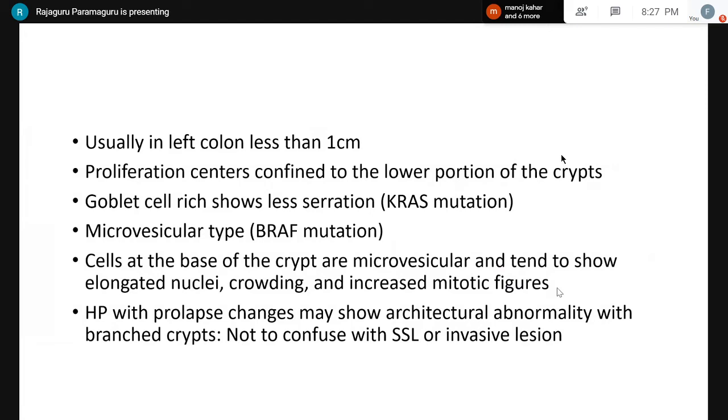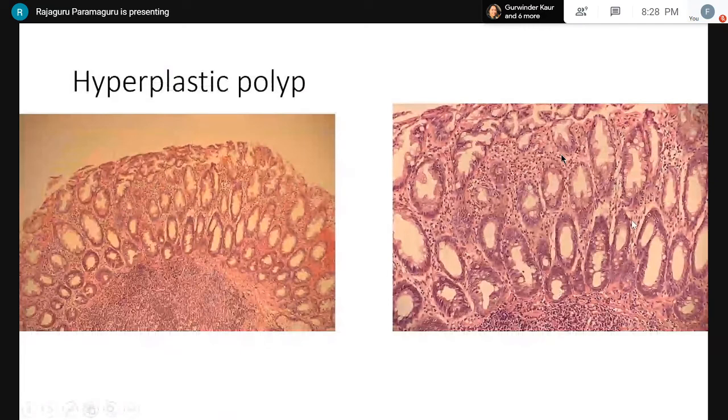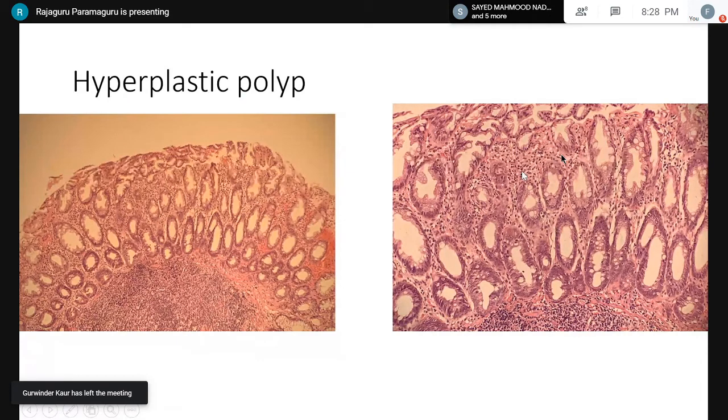So these polyps, as you see, can usually be seen in the left colon, and they might show some prolapse-related changes. In those conditions, you might get architectural abnormalities of the crypts, and these should not be confused with a sessile serrated lesion. And if they are associated with a prolapse type of change, you definitely will see some changes in the lamina propria, not the normal cellularity. It is going to show a lot of these smooth muscle fibers in the stroma, and hence you can differentiate it from a sessile serrated lesion.